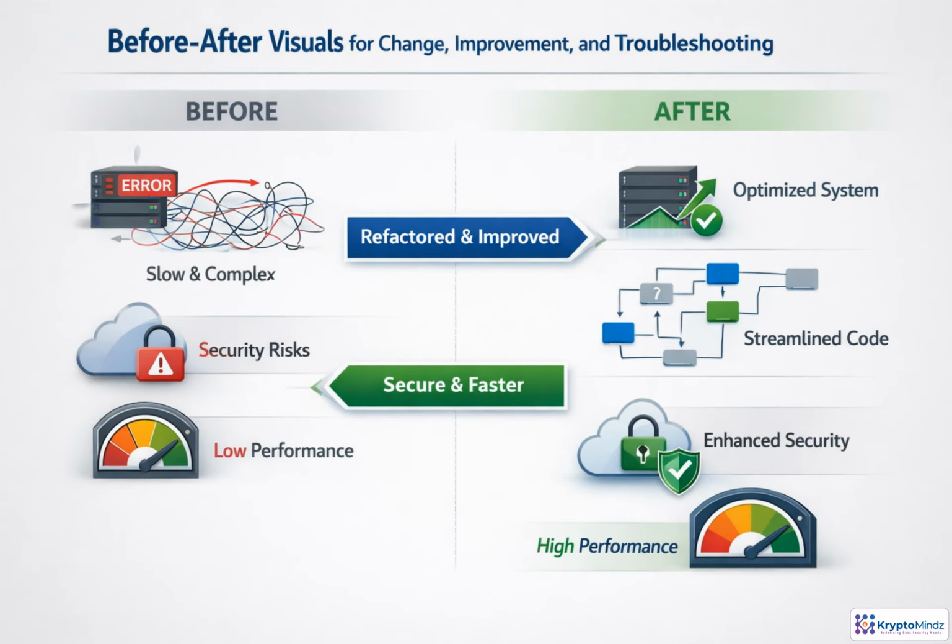Before and after visuals make improvement visible. Instead of saying a query is faster, show the slow, risky, tangled version beside the optimized one. Then label the exact change: an index added, code simplified, permissions tightened, or errors removed. Keep the contrast focused. If you change 5 things at once, learners lose the cause and effect. Highlight the one improvement that explains the better result.